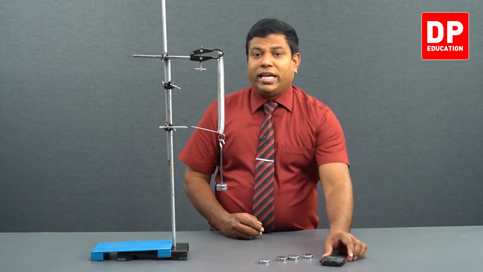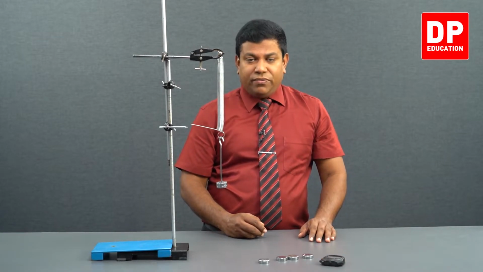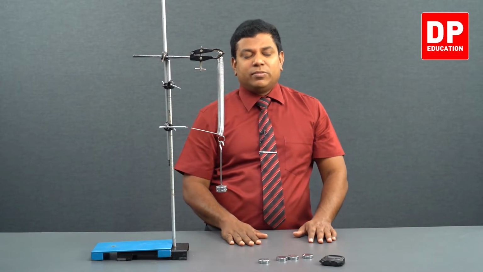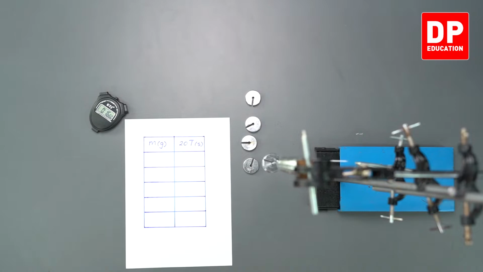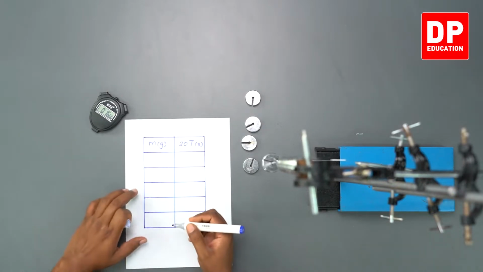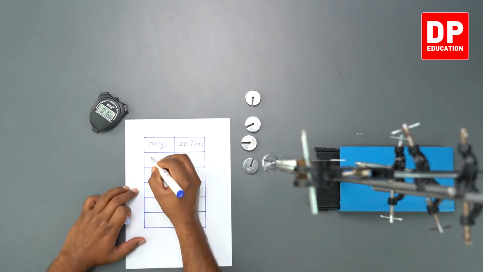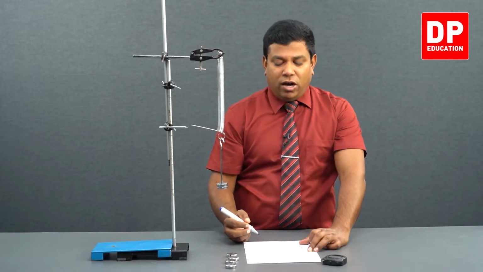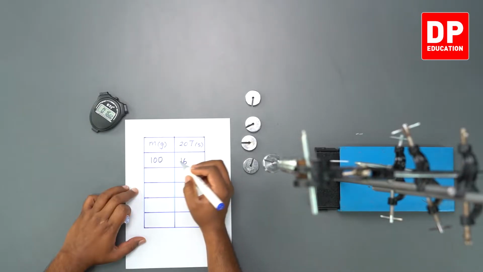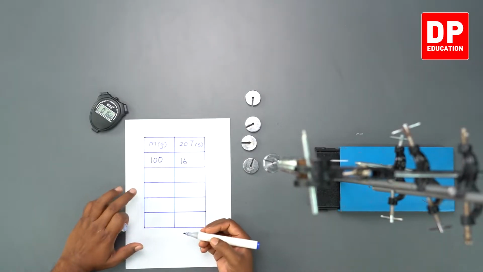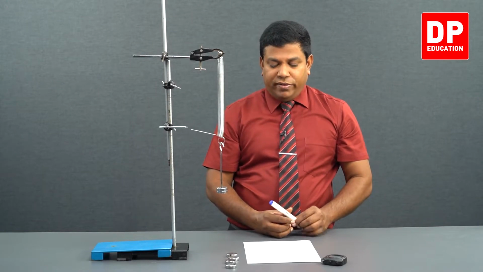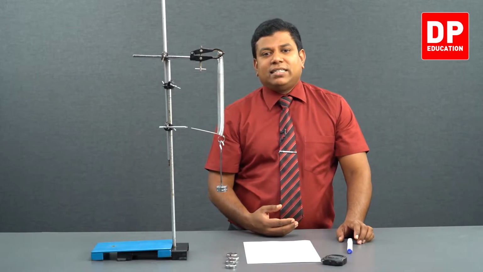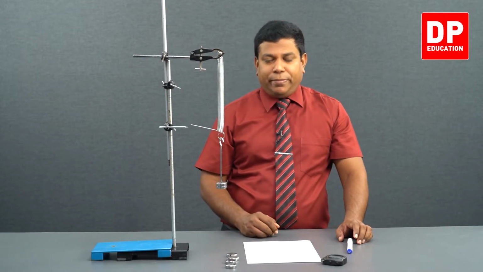Let's write it down in our table because at the end we are going to draw a graph. So 100 grams is the mass I used, and I got 16 seconds as my time. That is the first reading with 100 grams, and for 20 oscillations the time we got is 16 seconds. Right? Now what we will do is increase the mass because we are going to take 5 different masses and the respective times.